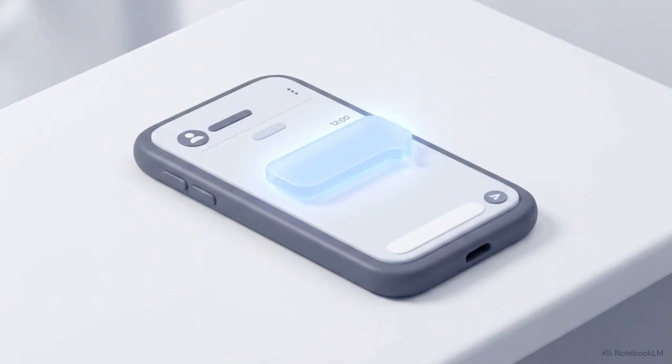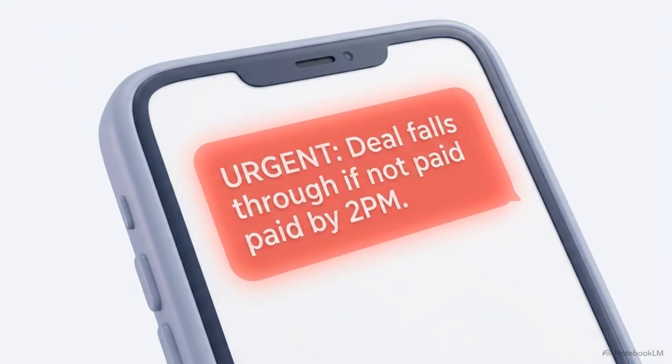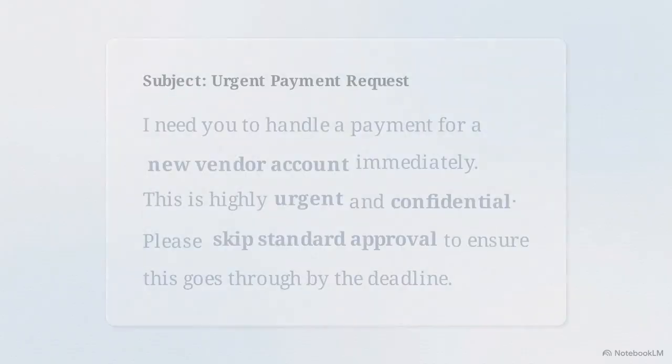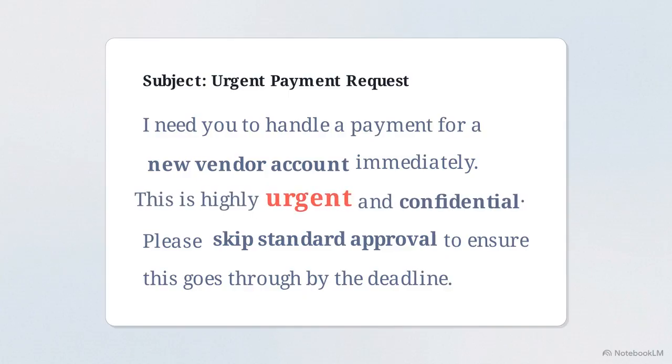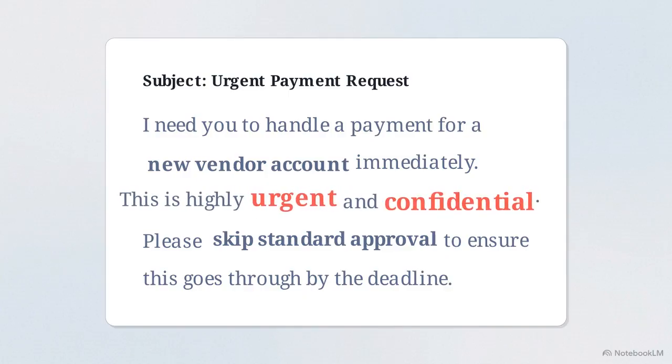If the request isn't handled immediately, the attacker sends a follow-up. They emphasize the potential for a major financial or reputational loss if the transaction is delayed further. This visualization highlights manipulative language. Urgent compresses your reflection time, while confidential isolates you from oversight.